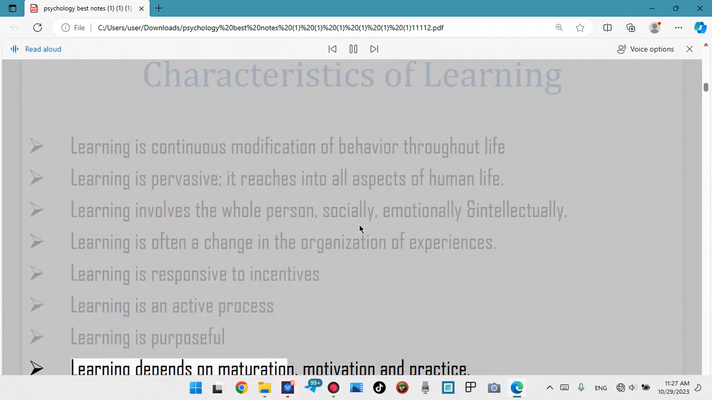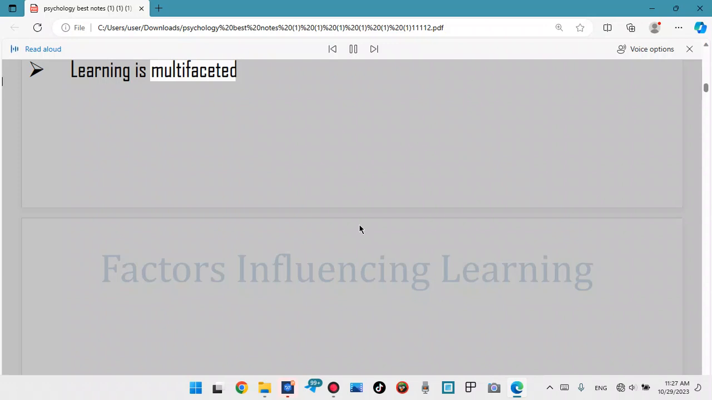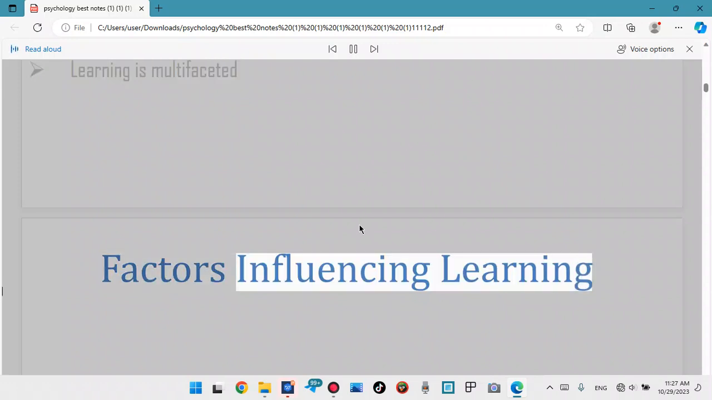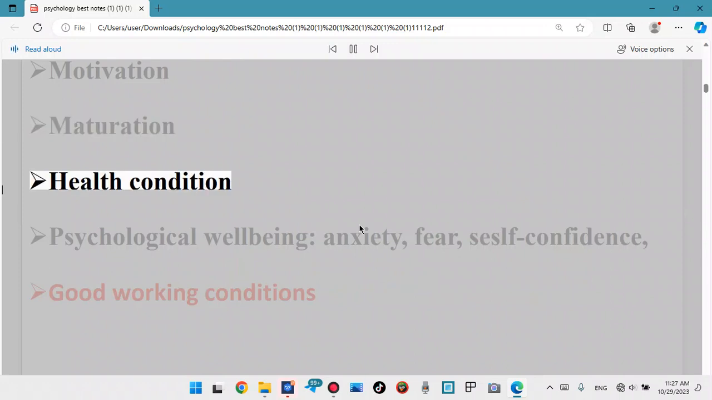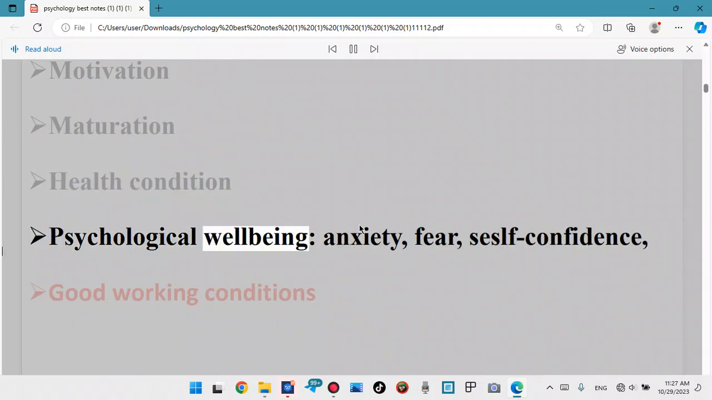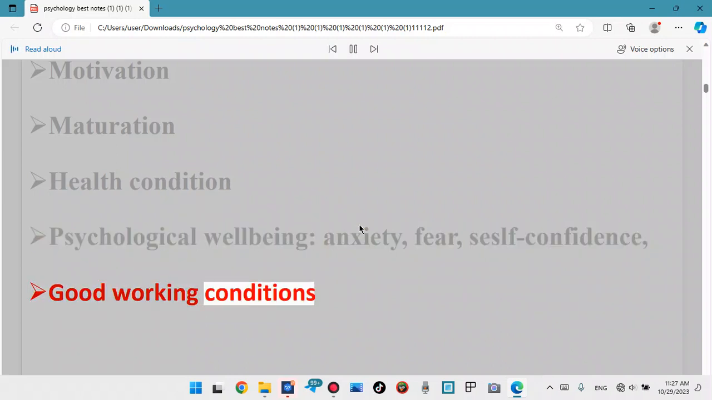Learning is purposeful. Learning depends on maturation, motivation, and practice. Learning is multifaceted. Factors influencing learning: motivation, maturation, a health condition, psychological well-being, anxiety, fear, self-confidence, good working conditions.